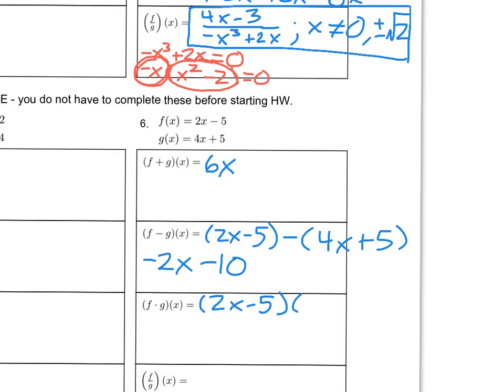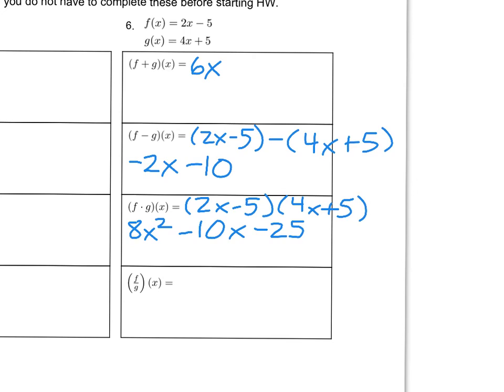For the product, we have to FOIL. 2x times 4x is 8x squared. The outside makes 10x. The inside makes negative 20x. So combining those together, we get negative 10x. Negative 5 times positive 5 is negative 25. And then for the quotient, we write f of x on top of g of x.